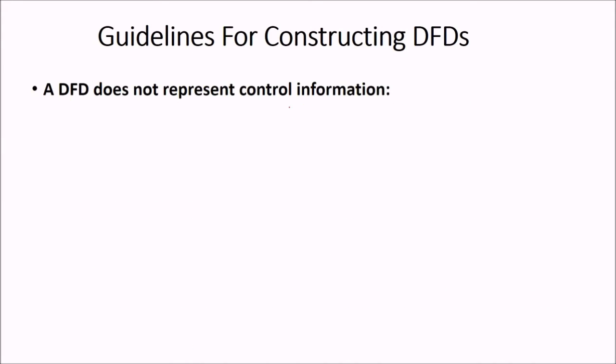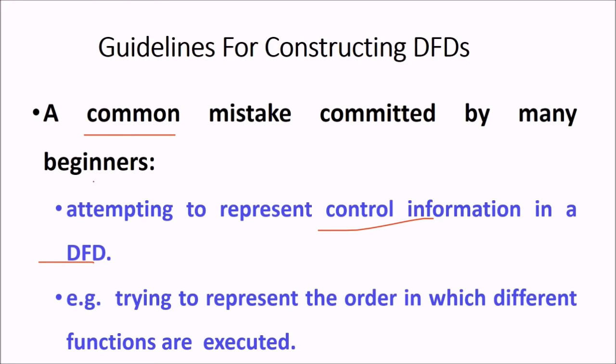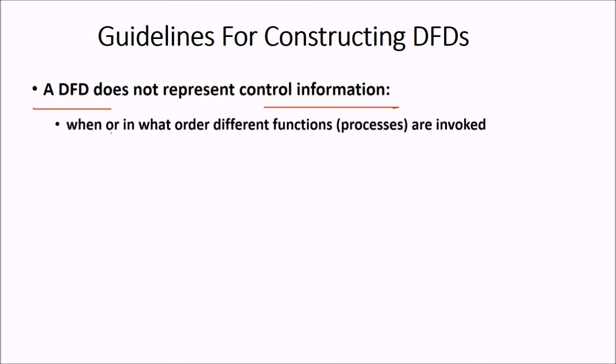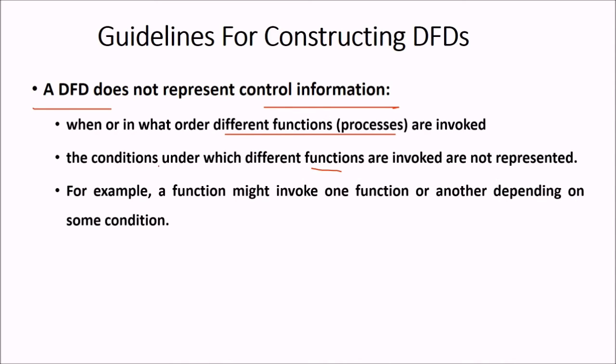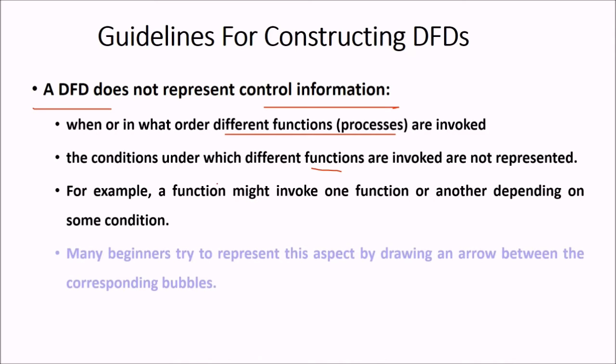Another guideline for constructing DFD is that a DFD does not represent control information, as we have seen that some beginners would want to do it. When, or in what order, different processes or functions are invoked or take place is not to be disclosed here. So the conditions under which different functions are invoked are also not presented. For instance, a function might invoke one function or another depending on some condition. But many beginners try to represent this aspect by drawing an arrow between the corresponding bubbles.